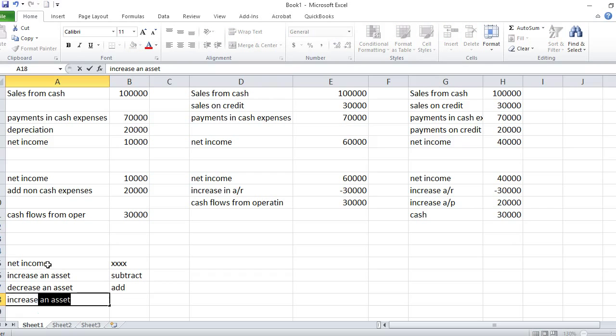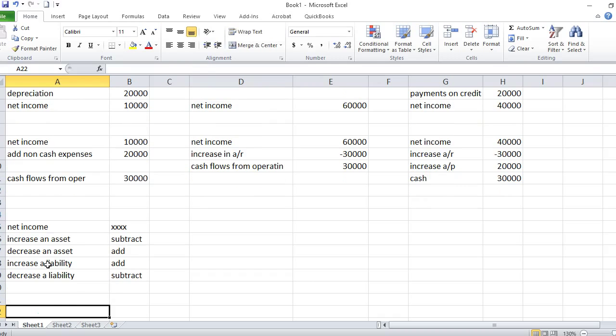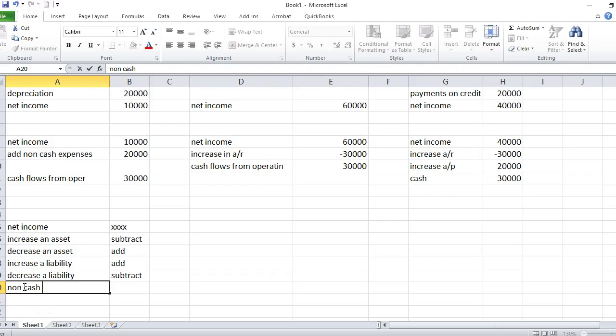When we increase a liability, we add. And when we decrease a liability, we subtract. Non-cash items such as depreciation and amortization, we add. Does that make sense?